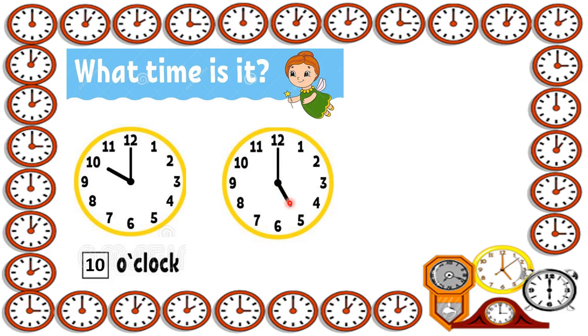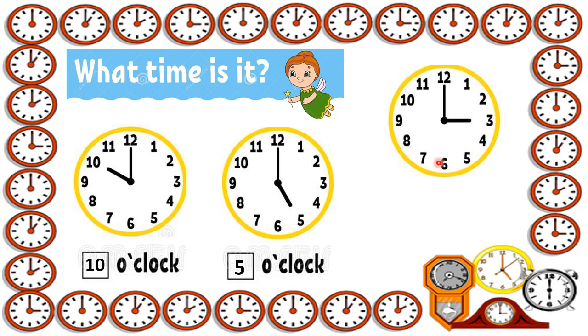Where is the short hand? Where is the hour hand? Yes, it's pointing on number 5. And where is the long hand? Yes, it's pointing on number 12. So what is the time here? The time is 5 o'clock. Yes. What is the time here? The time is 5 o'clock. Okay. So let's see another example.